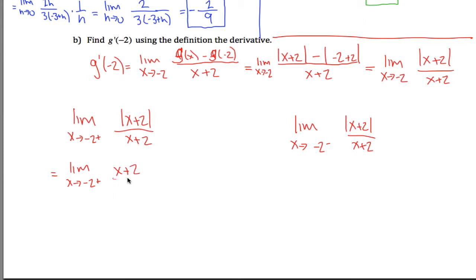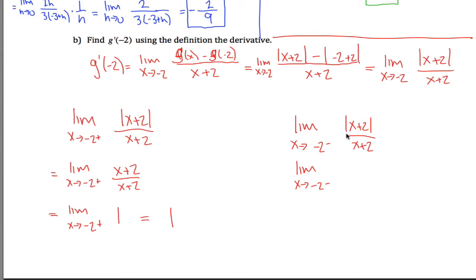Just write x plus 2. So this is the limit as x approaches -2 from the positive side of, these cancel out and just give me 1. The limit as x gets close to -2 of the number 1 is just the number 1. If I do that same logic over here, limit as x approaches -2 from the negative side, so now I'm slightly less than -2, so -2.01. You add 2 to -2.01 and you're still negative.